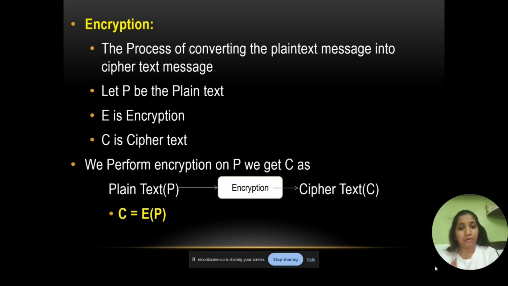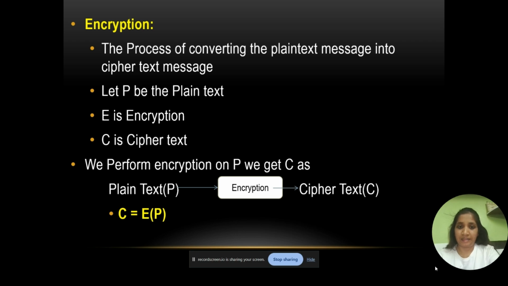Third, how encryption works. We'll see a formula in the slide, that is C equals E(P). This means that when we apply an encryption algorithm E to the plain text P, we get ciphertext, that is C. The process is shown in the slide diagram: plain text gives encryption and then it gives ciphertext. For example, if you send a password online, encryption ensures that hackers cannot read it if they intercept the message.